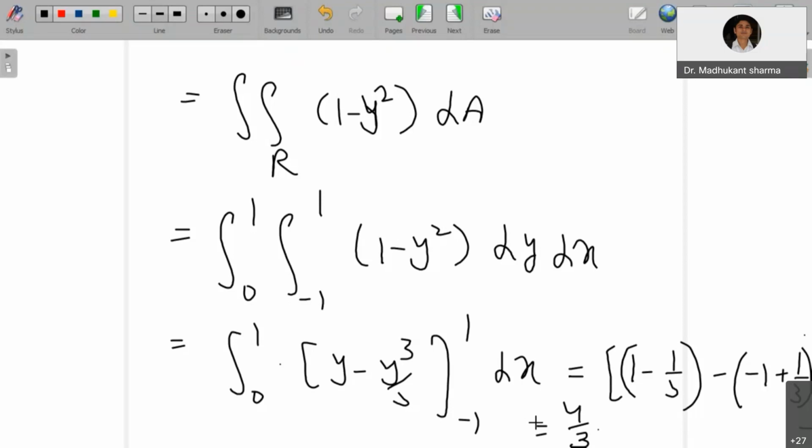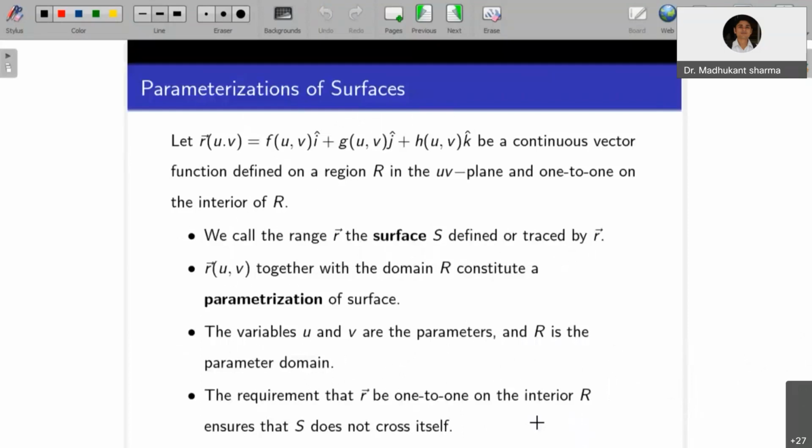Okay, right. So let's move to the parameterization of surfaces. We have seen that when you are given a curve C, you can always parameterize it by a single variable t, with parameter t. Now, when you are talking about the parameterization of surfaces, you need to have two variables, or two parameters, in your hand.